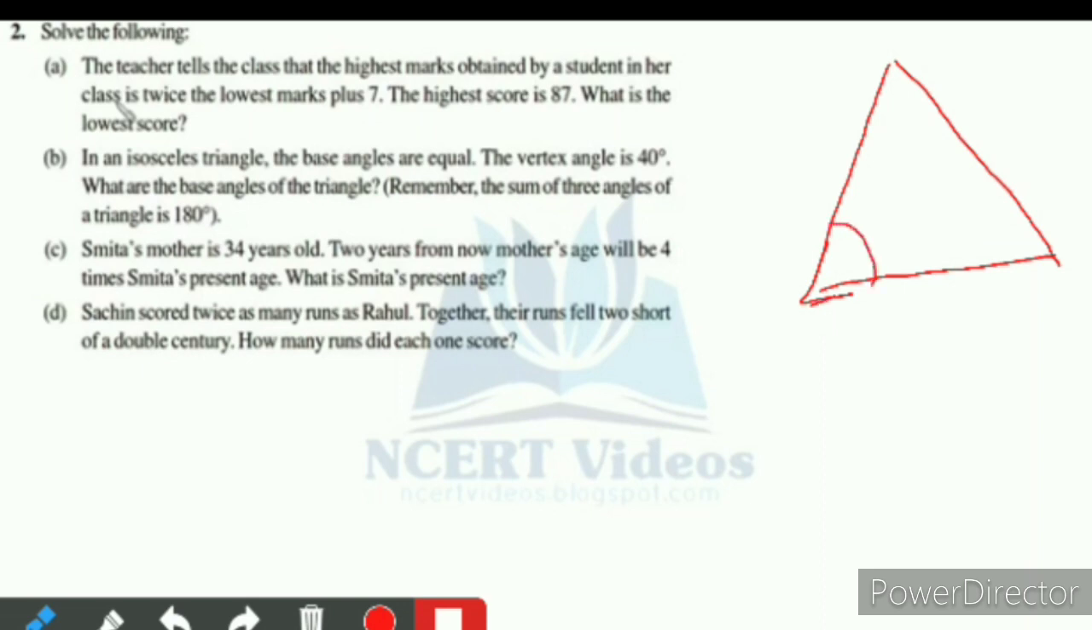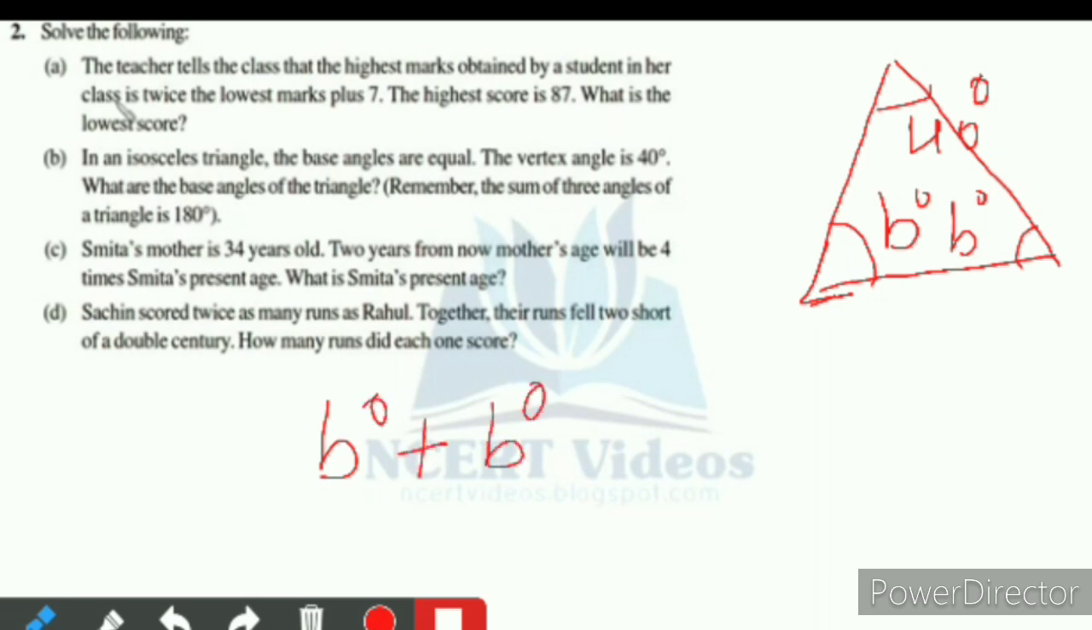The unknown base angles we will take as B degree each. This is the vertex angle, they have given only 40 degree. So we know that the sum of three angles of a triangle is 180 degree. So first angle B degree, that is base angle, second base angle also B degree, plus vertex angle, the third angle, 40 degree, is equal to 180 degree. We should know this angle sum property of triangle.